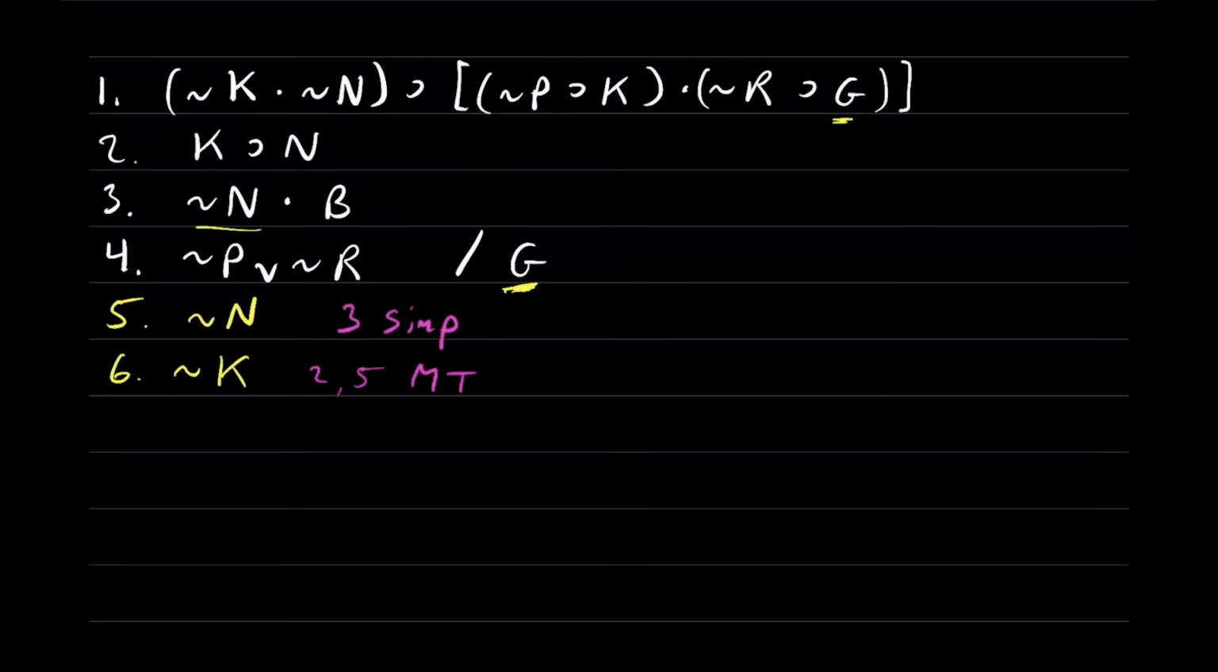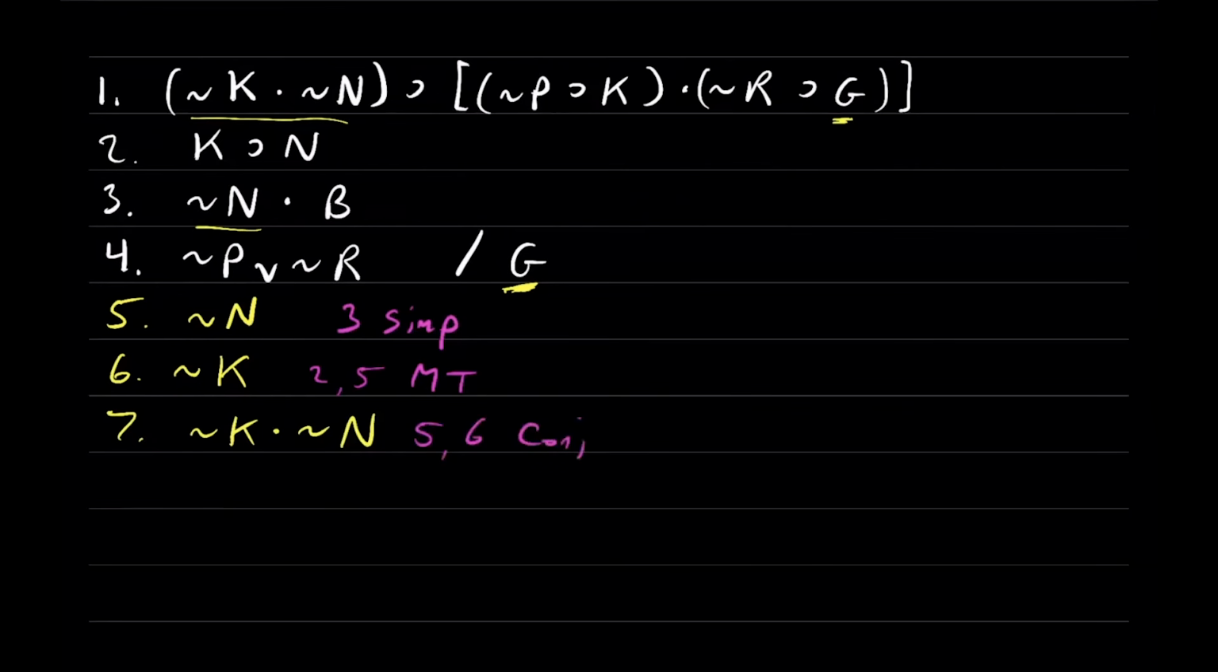What I recognize next is that in order to be able to start breaking apart this long statement on line 1, which is a conditional, we're going to need this antecedent on its own line. We're going to need not k and not n on its own line. Well, we have not n and we have not k. All we have to do is conjoin them together. Not k and not n. That's going to follow from line 5 and line 6 by conjunction.